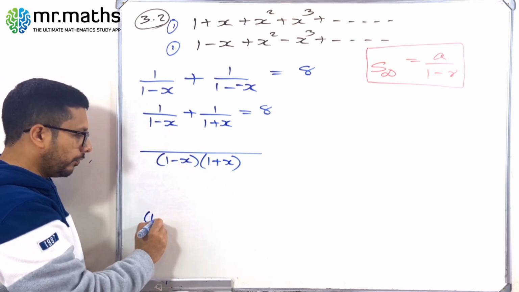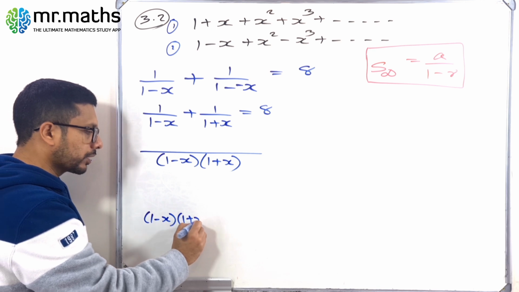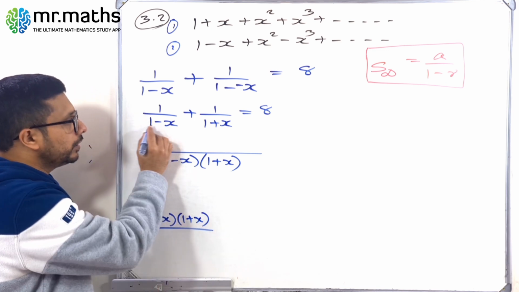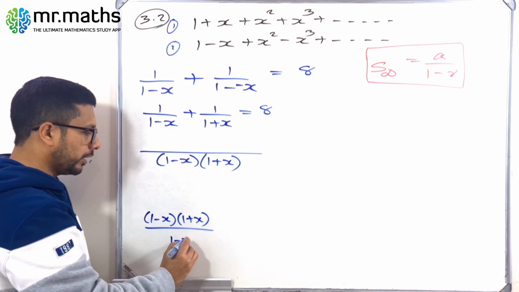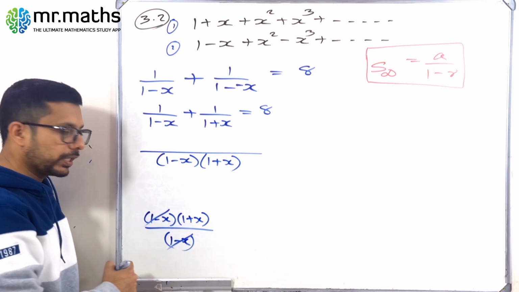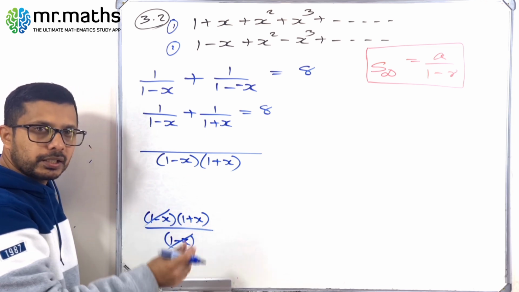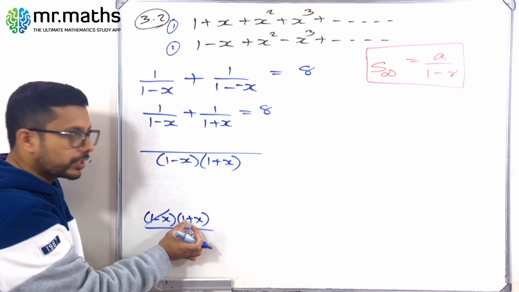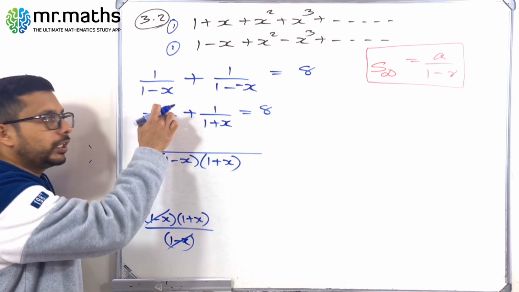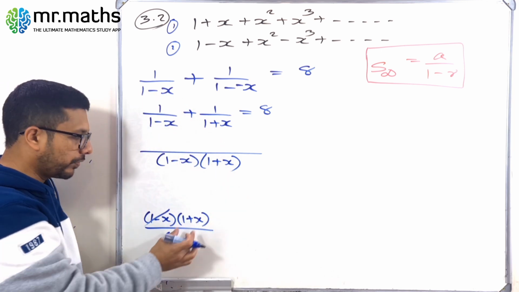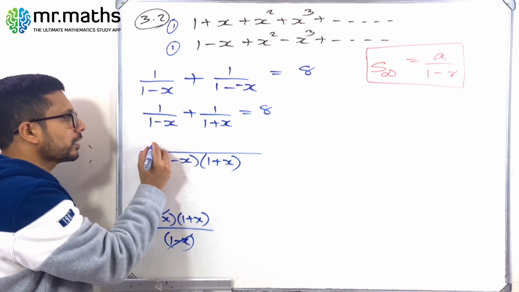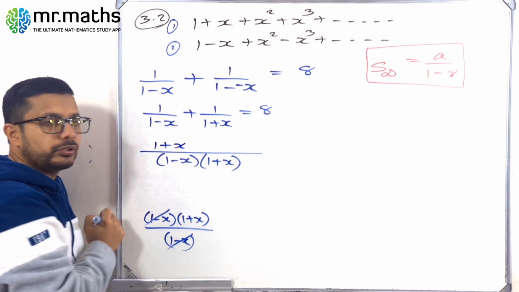So what is that? 1 minus x into 1 plus x divided by this denominator 1 minus x. So here you can see 1 minus x and 1 minus x cancel. So what is the answer? 1 plus x. That answer 1 plus x times 1, so here it is 1, so it won't make any difference. 1 plus x times 1 is 1 plus x, that you have to write here.